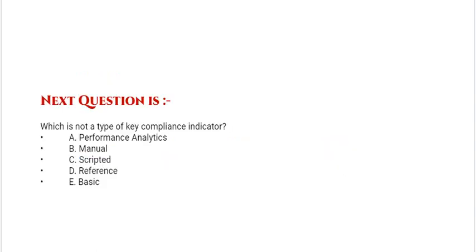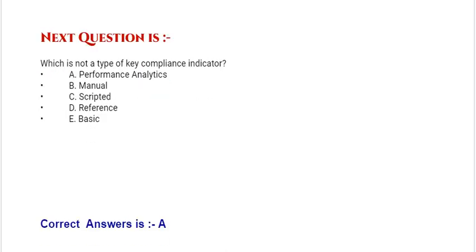Question is, which is not a type of key compliance indicator? Option A, performance analytics. Option B, manual. Option C, scripted. Option D, reference. Option E, basic. Correct answer is option A.